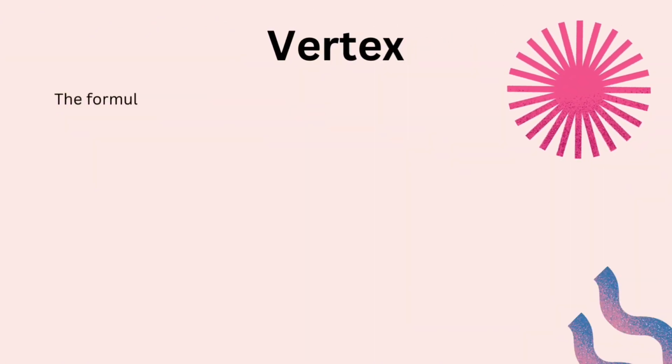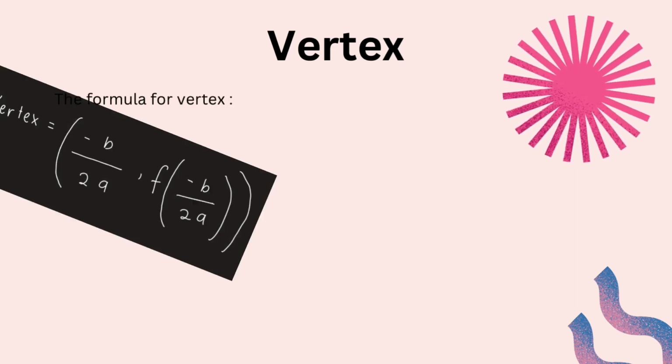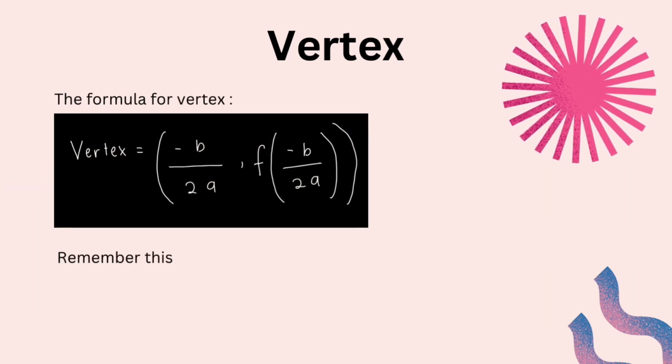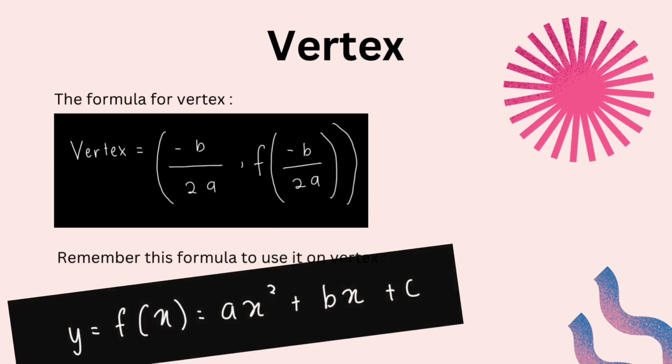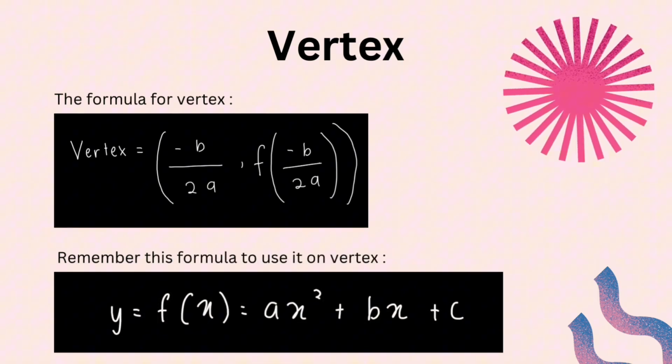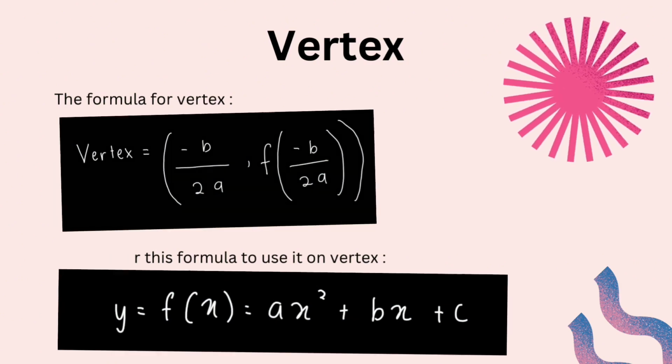So now let's move on to vertex. The formula for vertex is as shown below. So remember this formula to use it on vertex. y equals f(x) equals ax squared plus bx plus c.